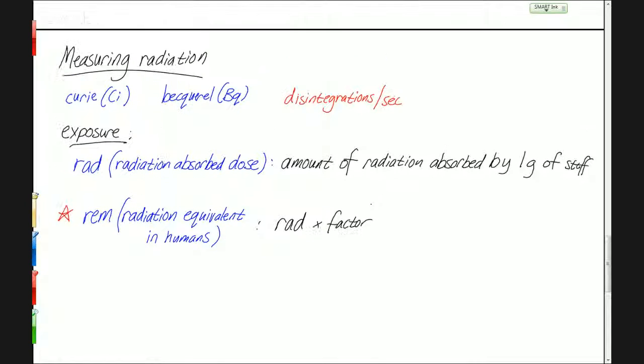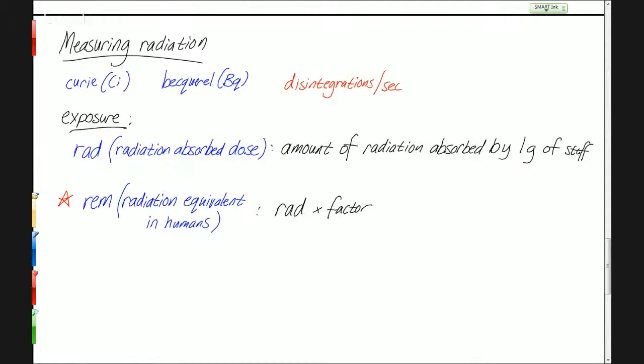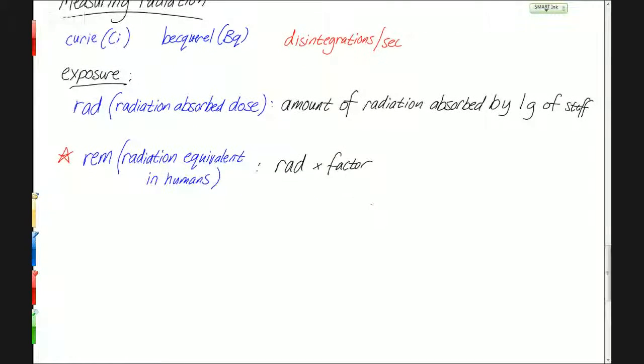And you can look in the book about like the different factors. You don't have to know that, but basically like an alpha particle is a factor of 20 because it's 20 times more damaging to tissue than say a beta particle. So we would have this factor to then figure this out. And so when you hear about radiation exposure limits, they're usually reported in rems and actually fractions of a rem.